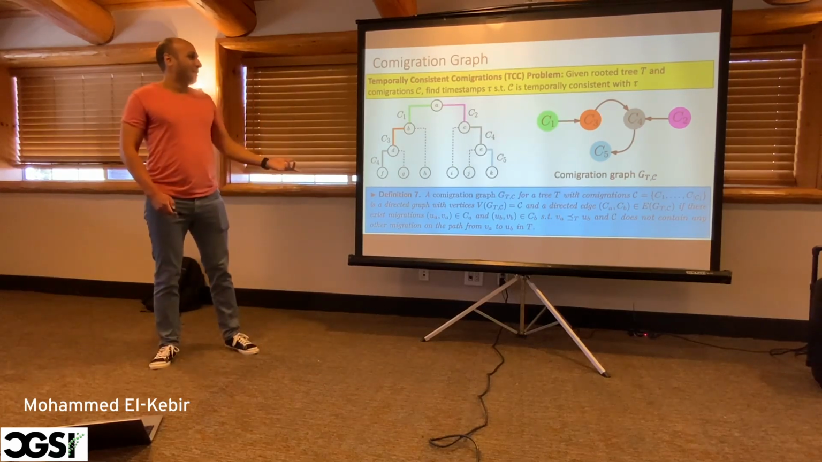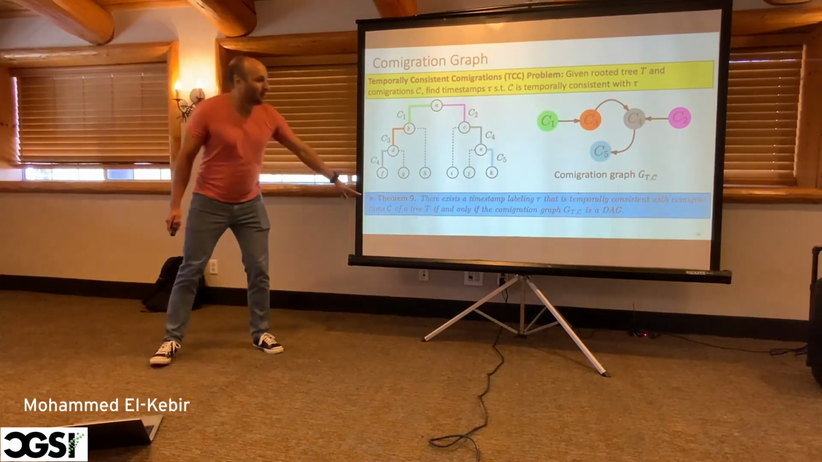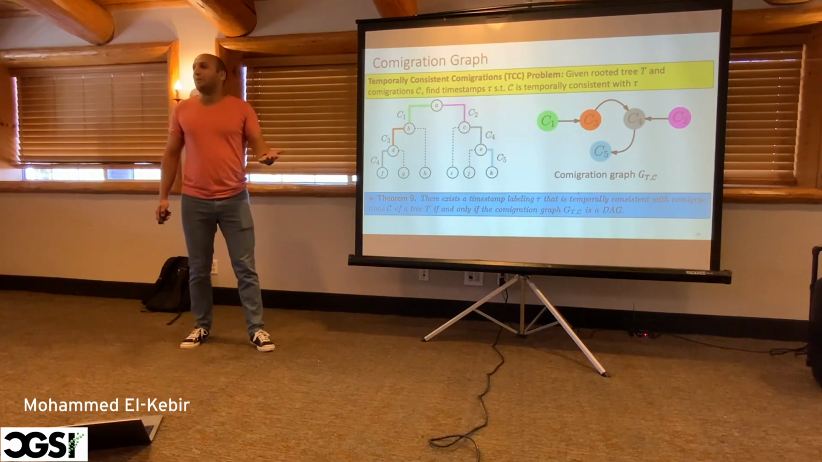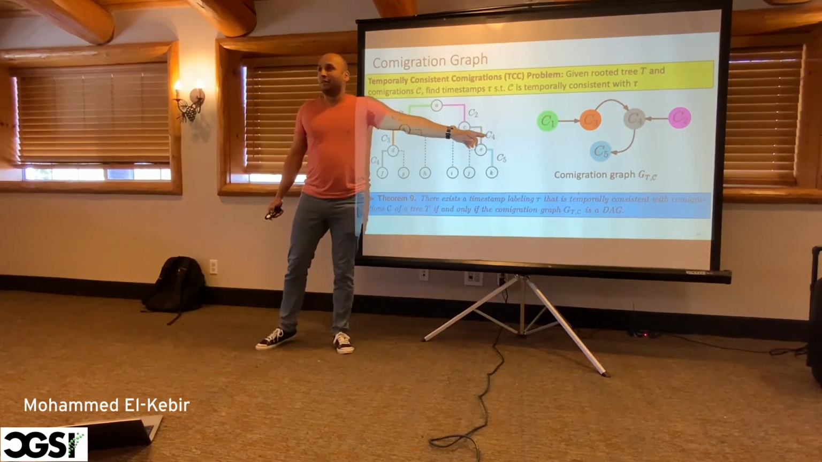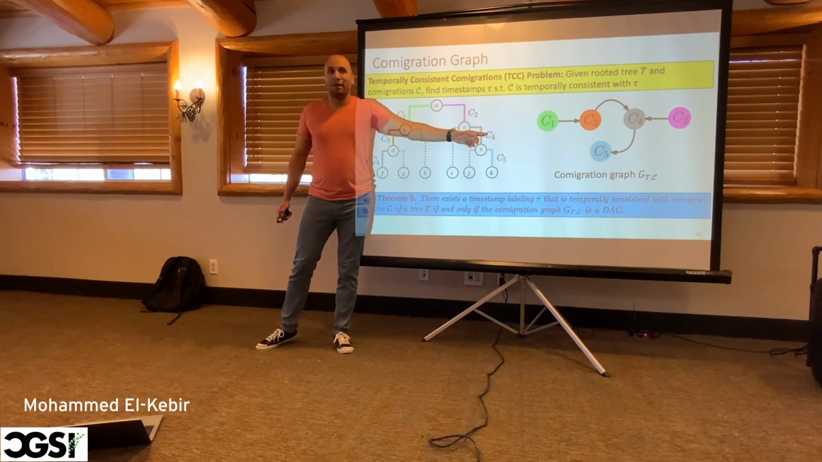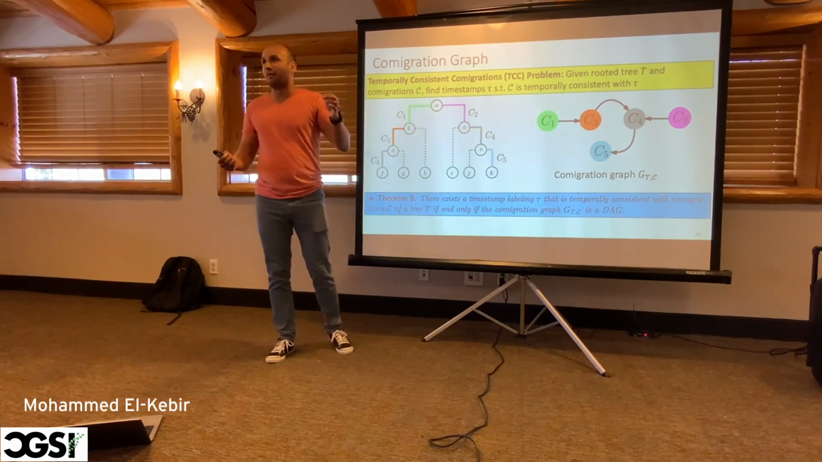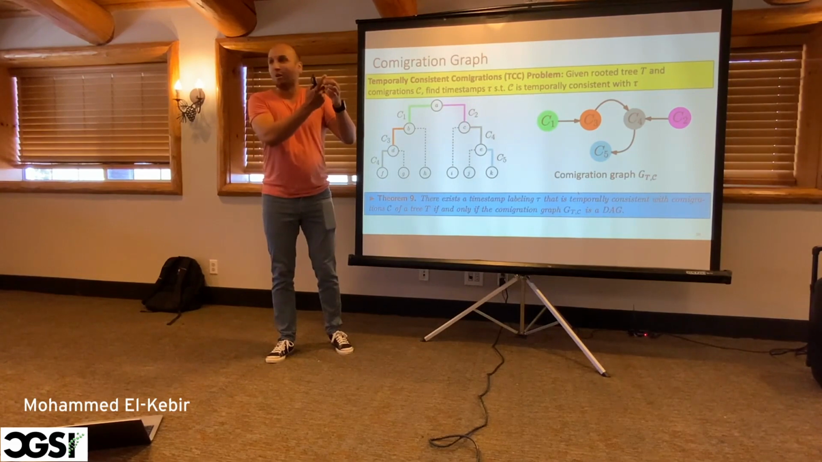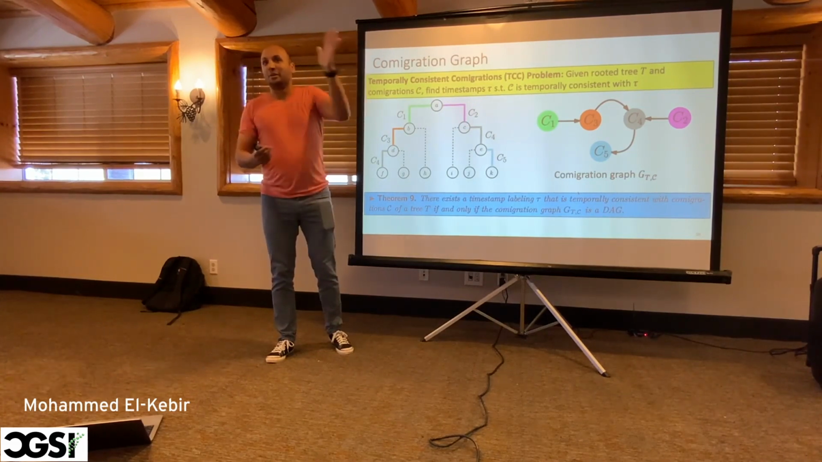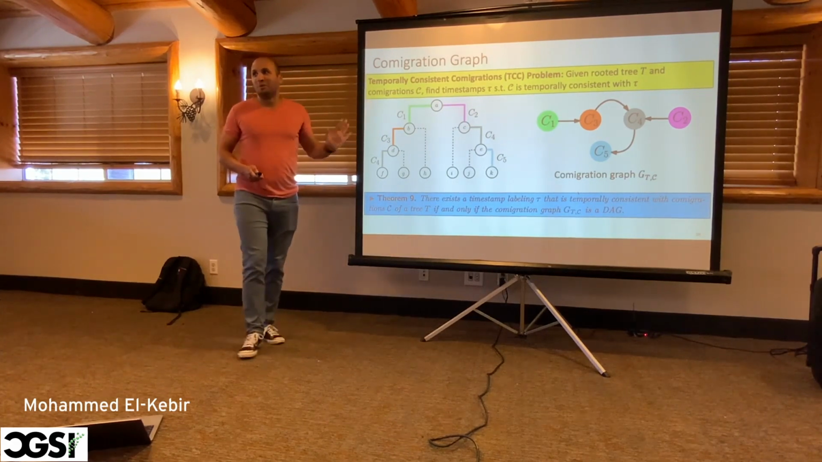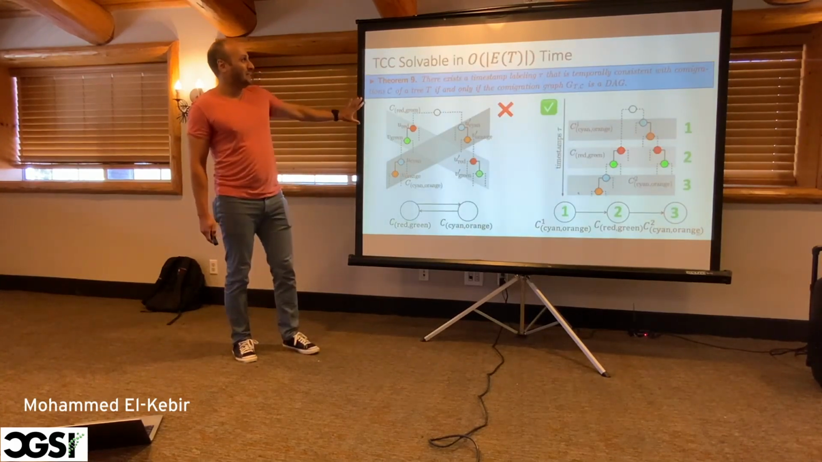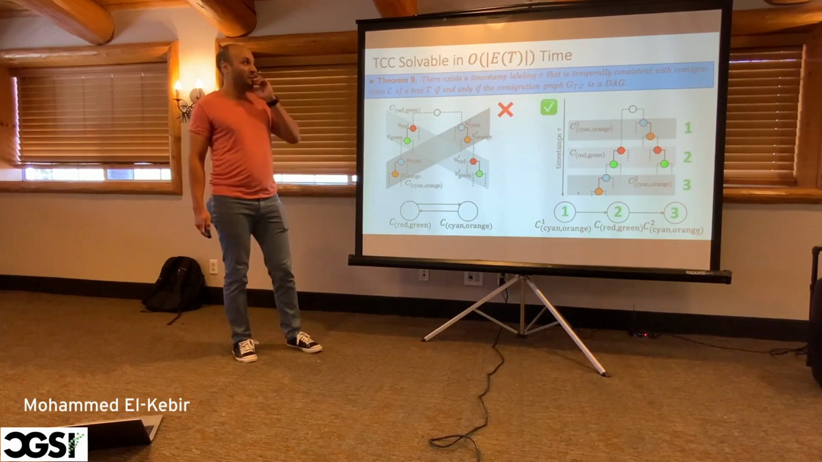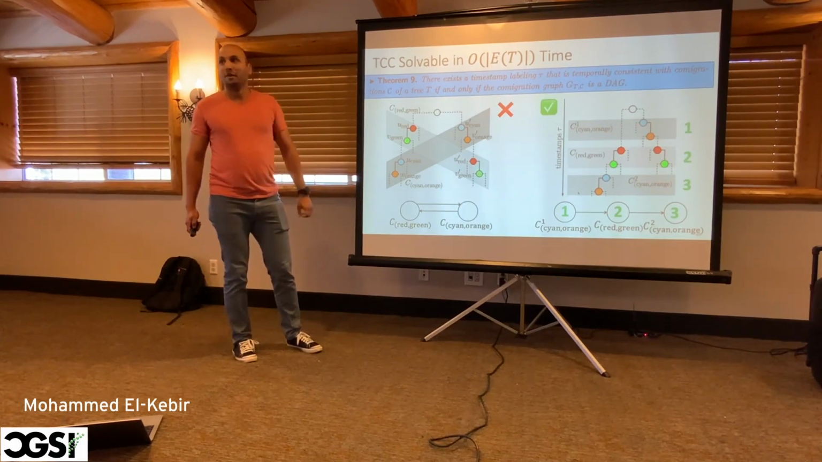And we have this beautiful theorem that co-migrations are temporally consistent if and only if the co-migration graph is a DAG, a directed acyclic graph. Because if it's a directed acyclic graph, you can just do a topological ordering and then you get your timestamps. That's precisely what's going on here. So this is easily solvable. You can do this in linear time.